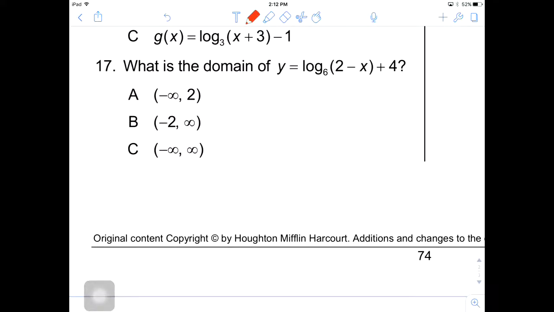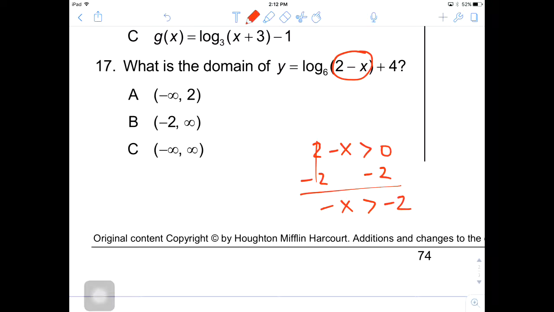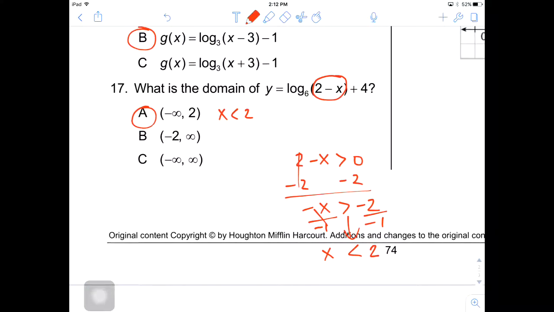Number 17, what is the domain? If we are looking for the domain, again we are solving the inside and letting it be greater than 0. So we will subtract 2. We have negative x is greater than negative 2. When we divide by negative 1 on both sides, we need to change the direction, so it becomes x is less than 2. The one that matches x less than 2 would be A, from negative infinity to 2.